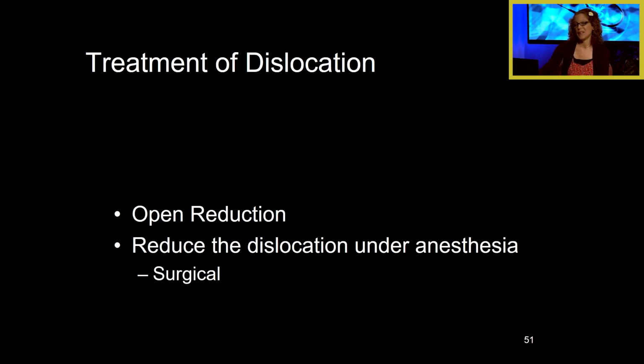Open reduction, on the other hand, is different. Open reduction is when we reduce the dislocation by a surgical procedure. So for example, if somebody had a dislocation of the hip, like I showed you in that previous x-ray, it's very likely that those bones would have to be realigned back in that joint through a surgical procedure.